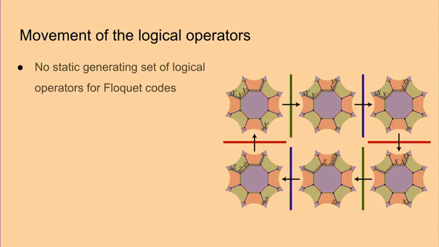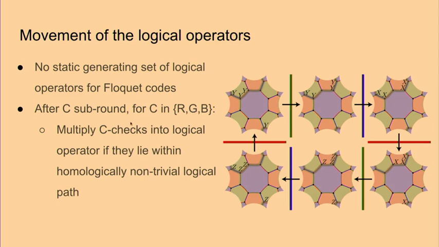So more specifically, as I mentioned before, there's no static generating set of logical operators for Floquet codes. So this is the extra flexibility we've gained in some sense over subsystem codes. And the way you update is after the C subround, where C is a color like red, green, or blue, we multiply the C checks into the logical operator if they lie within the homologically non-trivial logical path.